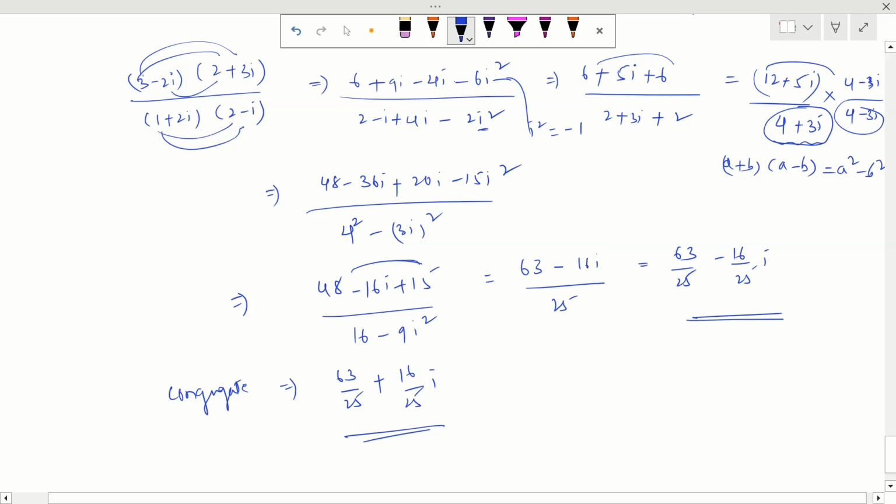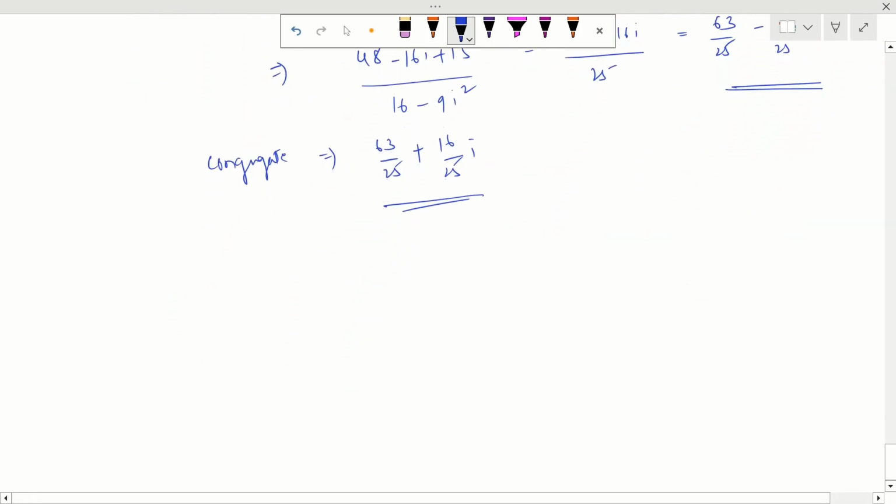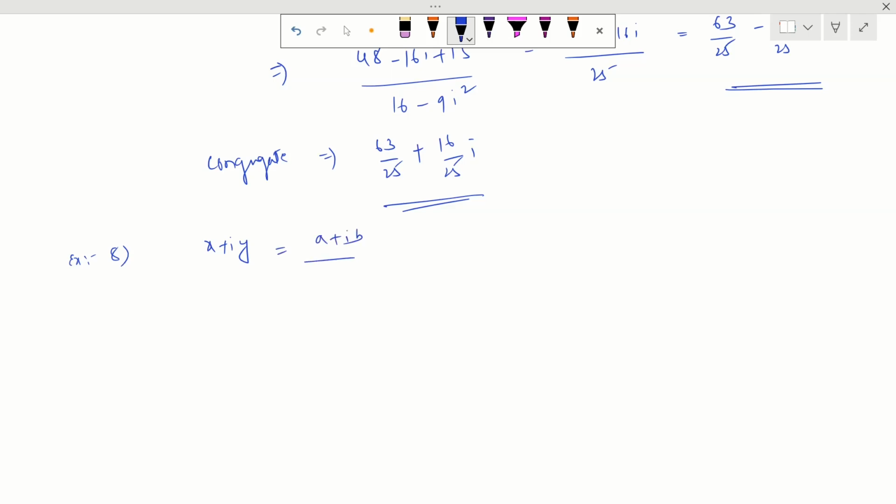Okay, now we'll take another example. Example 8 here. We need to prove that x plus iy is given as (a plus ib) over the denominator term (a minus ib). So we need to prove that x square plus y square is equal to 1. In this we need to prove x square plus y square is equal to 1.